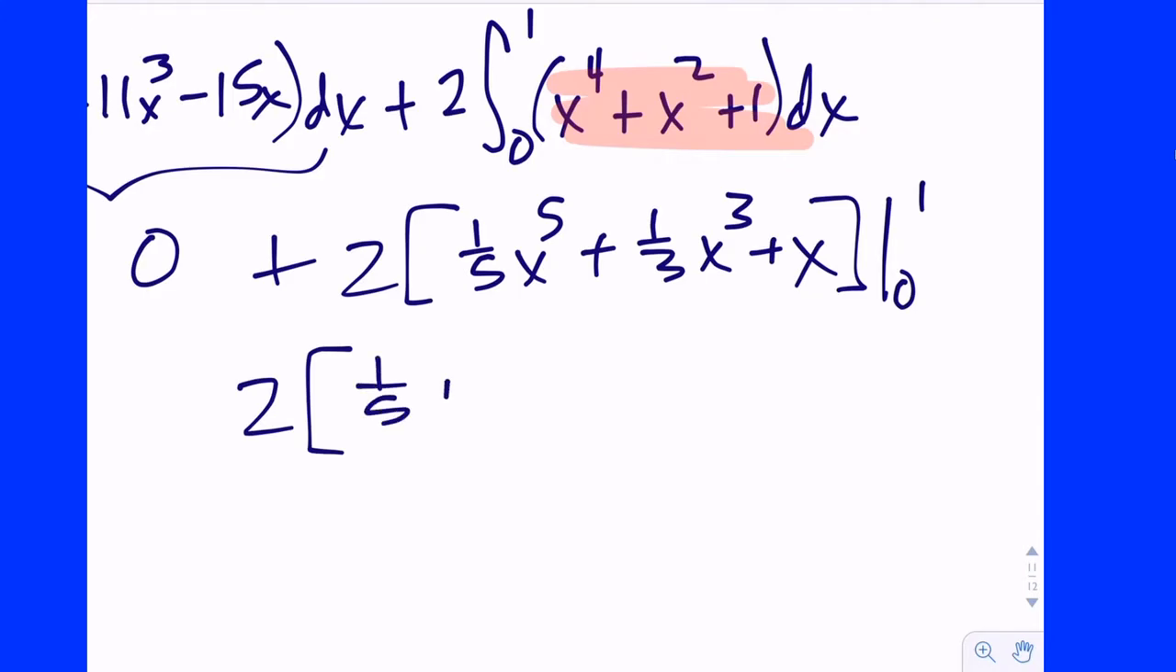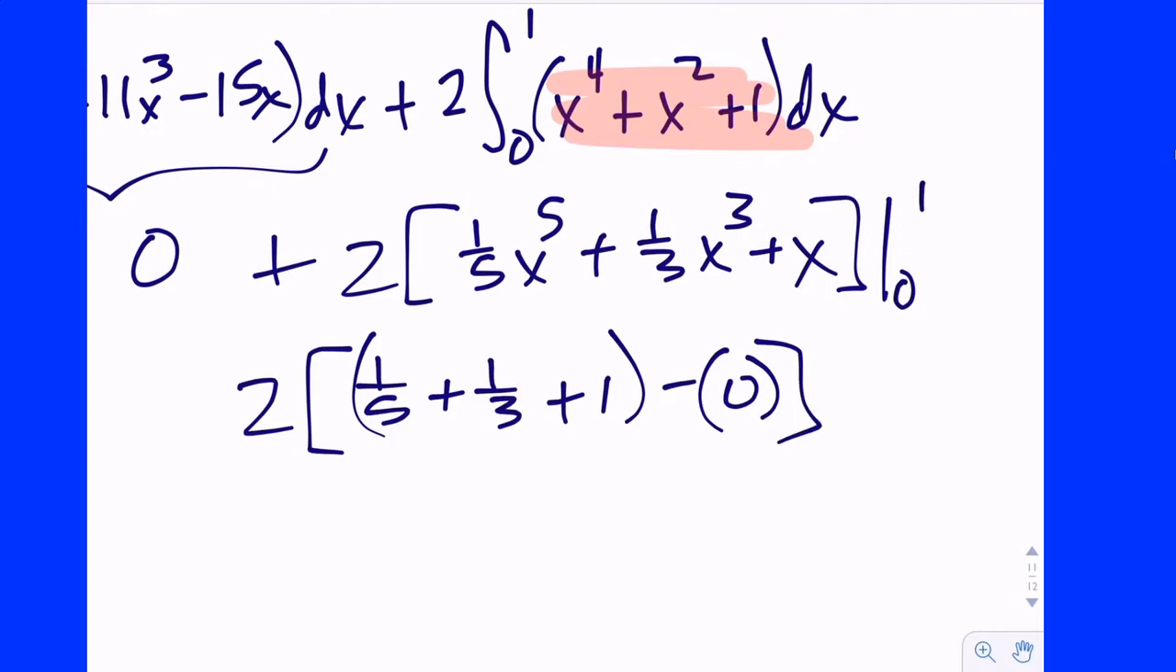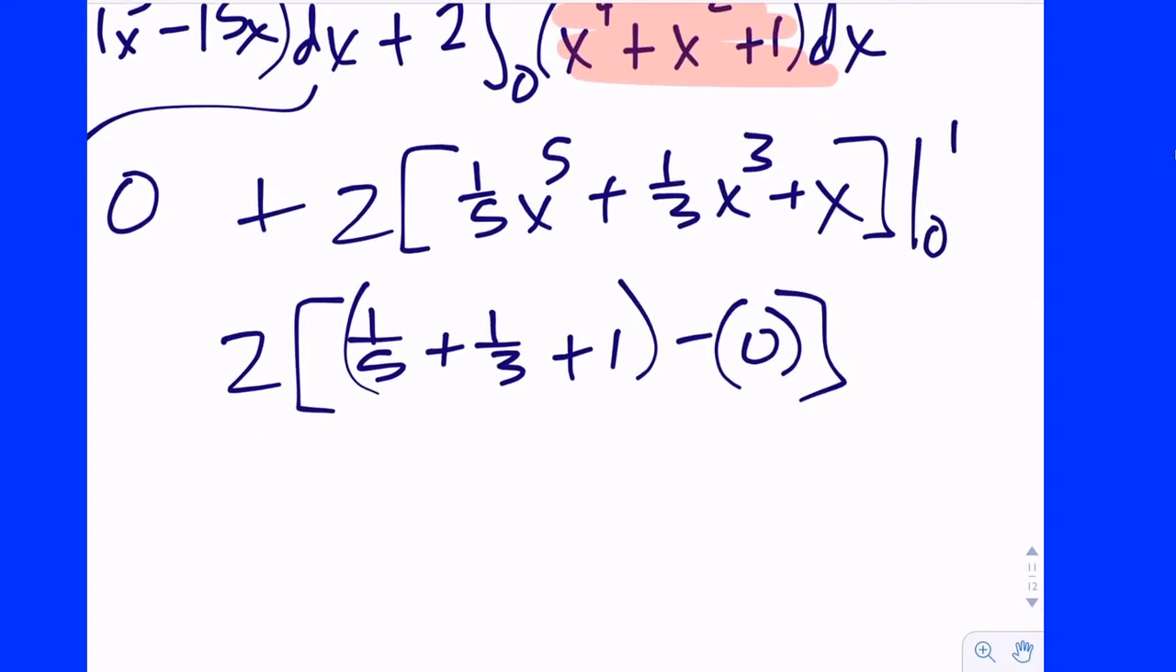All right, so you get 1/5 plus 1/3 plus 1. There's plugging in the top. Minus. Now, instead of having to plug in a -1, bother, we get to plug in a 0. 0 plus 0 plus 0. 0. I hope you're convinced that symmetry is worth it. And I'm going to leave it right there. You can find the answer.